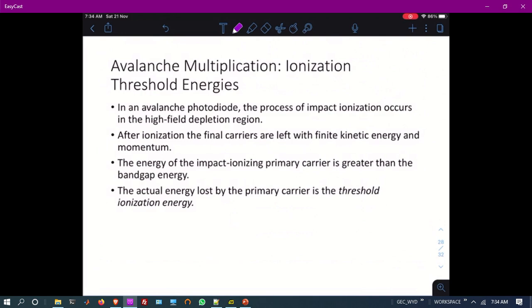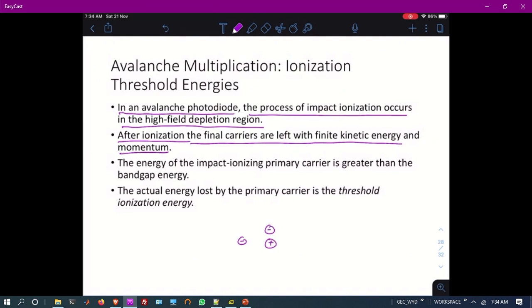Now there is something called ionization threshold energies. In an avalanche photodiode, the process of impact ionization occurs in the high field depletion region, as we have already stated. After ionization, the final carriers are left with finite kinetic energy and momentum. When an electron collides with an atom creating a new electron and hole, some momentum is transferred, and a good amount of kinetic energy is transferred to this new electron and hole. The energy of the impact ionizing primary carrier is greater than the band gap energy.